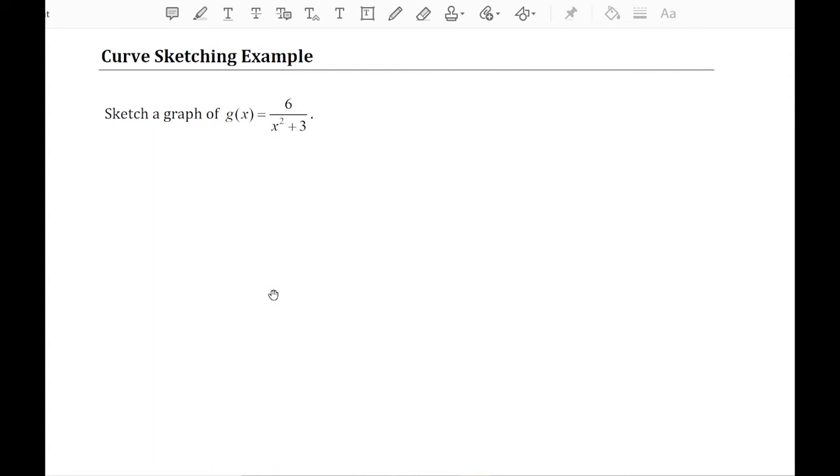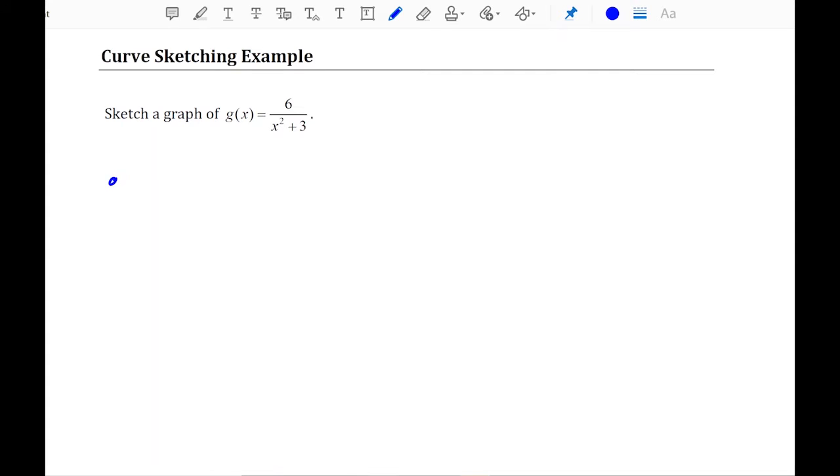I'm going to run through the sketch of the graph that we did in class on Tuesday, just to give you a perspective on the way that I approach these kinds of problems, for one that you have already done yourself. And we can see the kind of efficiencies we can put into this process of curve sketching. So I want to sketch the graph of g of x.